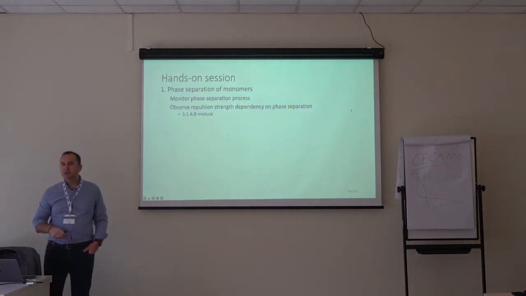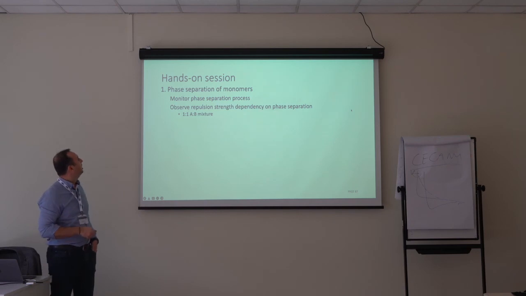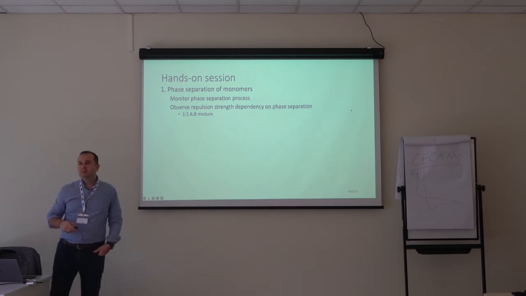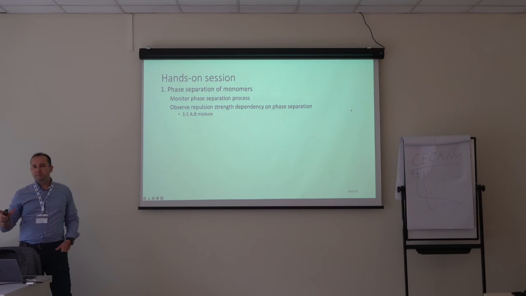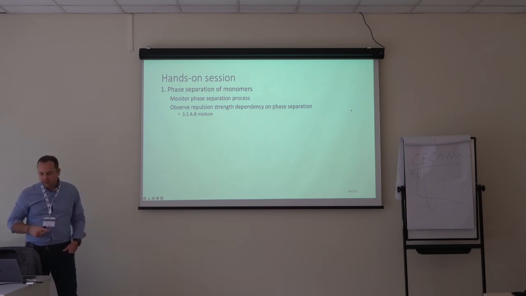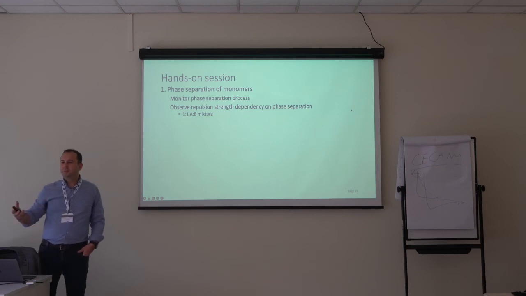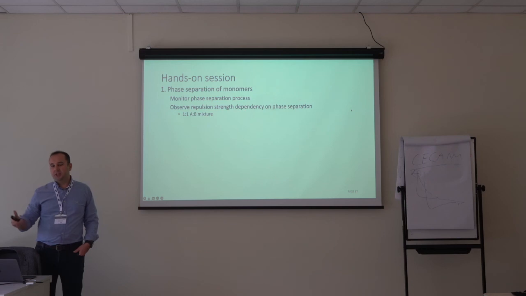Okay, let's come to the hands-on session. What are we doing in the last 5 minutes? I will tell you about what we're going to do in the hands-on session. In the first one, we will try to see the phase separation of monomers. We have a mixture of A and B, and it's 1-to-1. We will increase the repulsion between A and B, which I told you, and then we will see how this is gradually phase separating and at which value the chi will change.